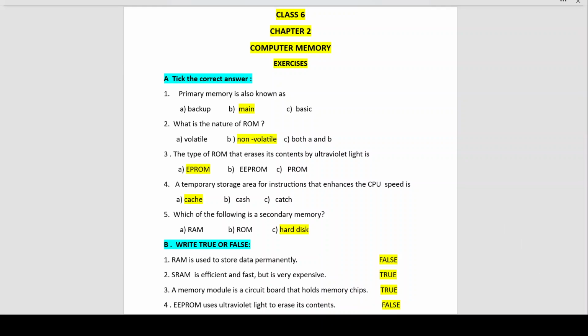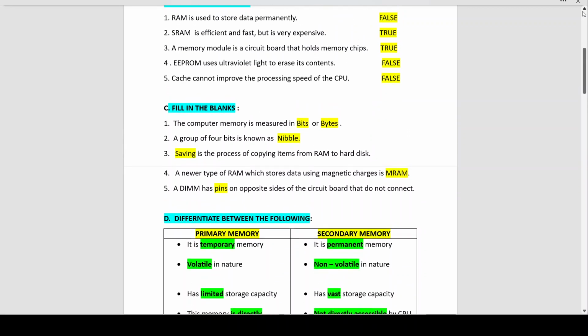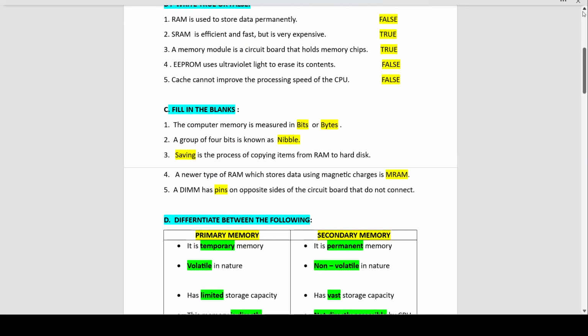B. Write true or false. Number 1. RAM, random access memory, is used to store data permanently. No, this is false. It is used to store data temporarily. Next, number 2. SRAM is efficient and fast but is very expensive. This is a true statement.